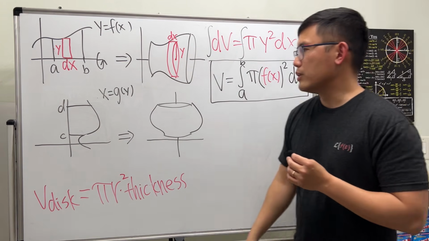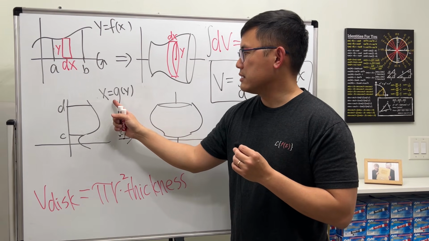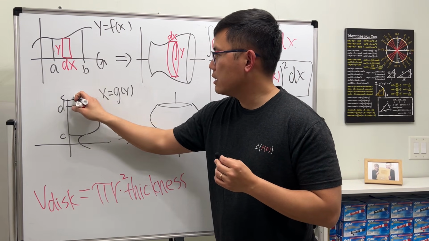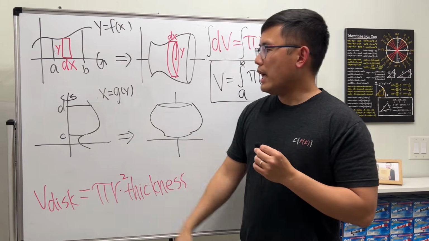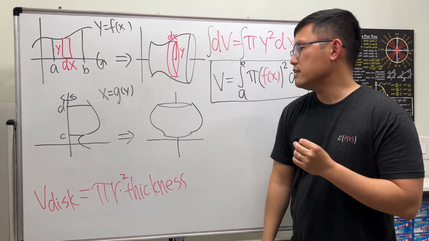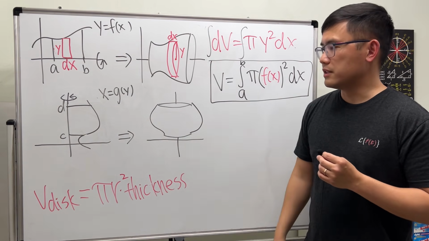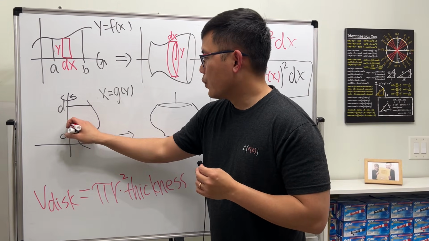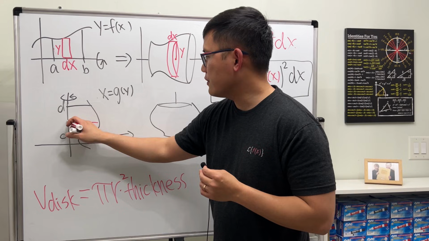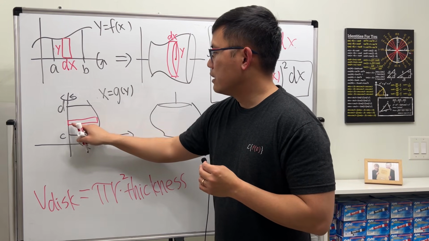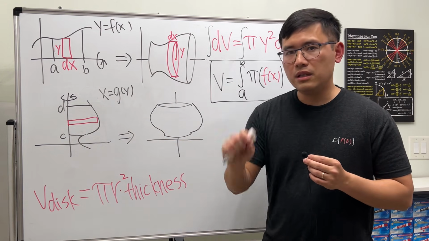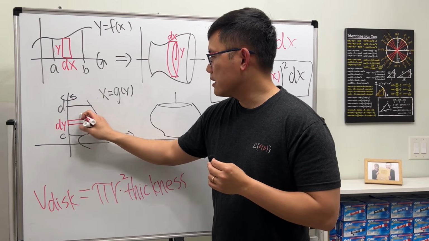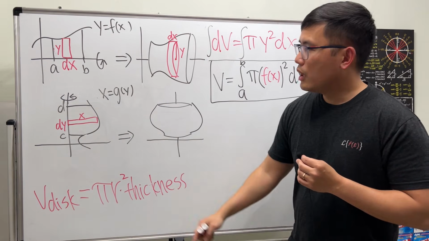Now, let's take a look. If we have x as a function of y, and this time we are going to rotate it about the y-axis, so it's like a horizontal case, then we end up with this kind of solid. What do we do? Same thing. We are going to start with a horizontal cut for the rectangle. This much right now is going to be the dy, and the horizontal distance is the x.